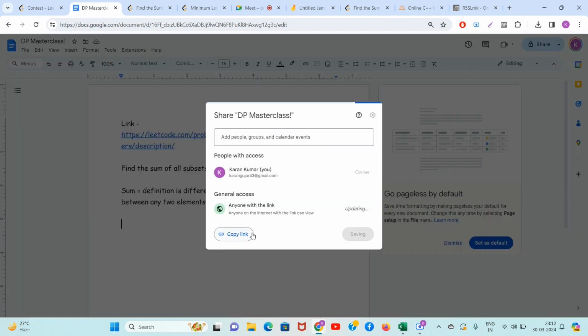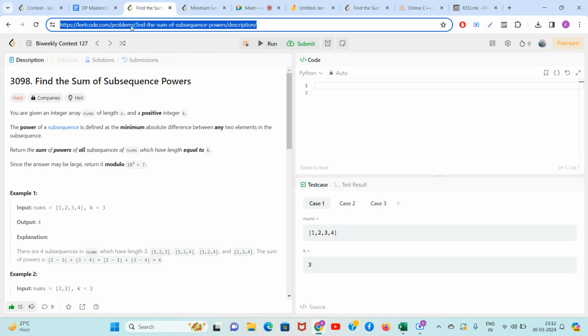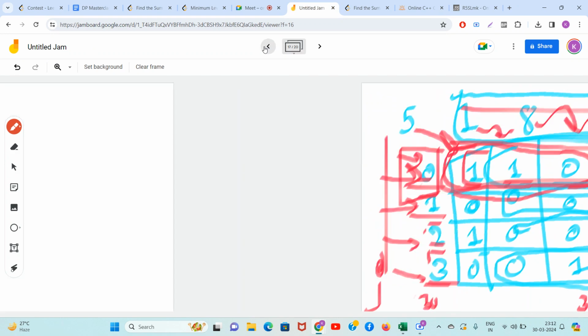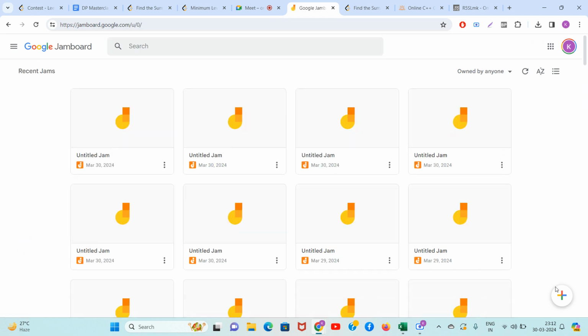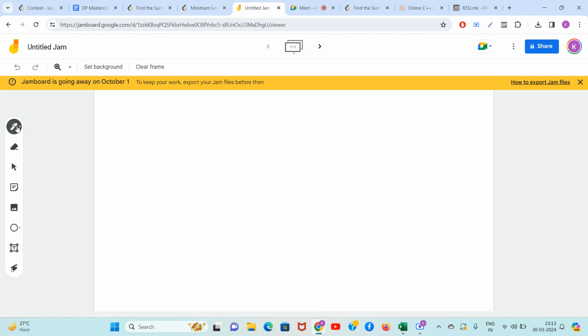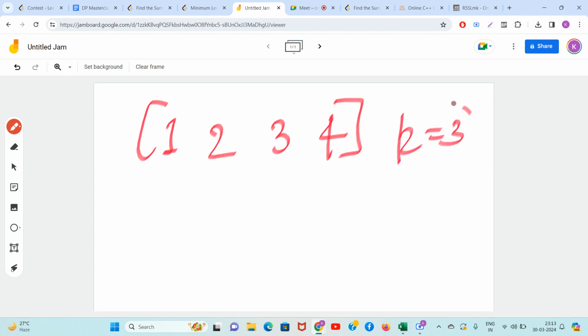So guys, if I discuss the example with you now, you will see 1 2 3 4. Everyone write 1 2 3 4 in the chat. So guys, if 1 2 3 4 is given to you, how many subsets of length 3 are there? What will be the sum over all the subsets of length 3?